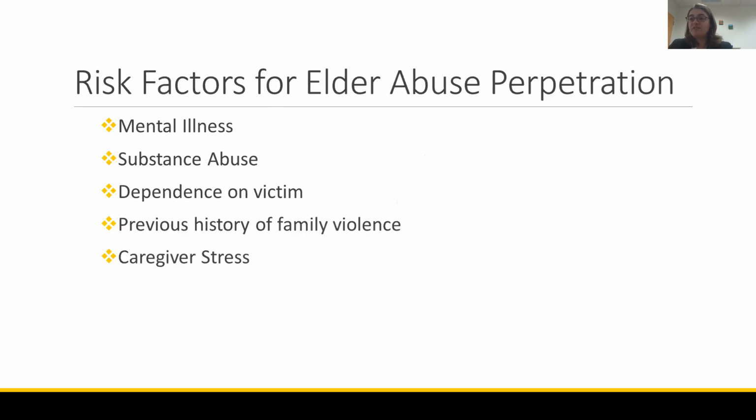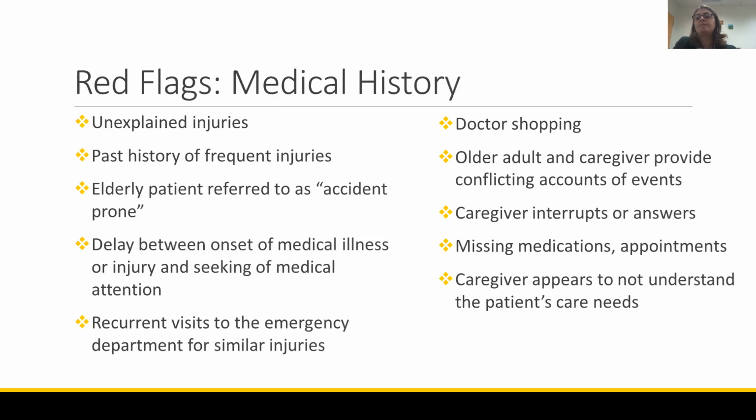Having a previous history of family violence yourself, again, as with child abuse perpetration and domestic violence perpetration, is a risk factor. And then caregiver stress theory kind of went out of vogue in the 90s, has had some resurgence. I think that all of us who work in the field know that this is part of the problem, but not all of the problem, but certainly contributes to elder abuse.